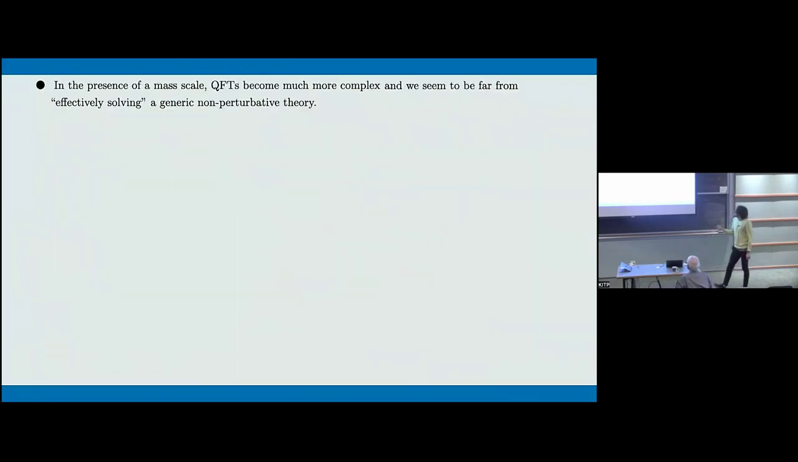Now, for quantum field theories for which there's a presence of a mass scale, the dynamics can be much more complicated. And it seems to be very far away from effectively solving some generic non-perturbative theory.